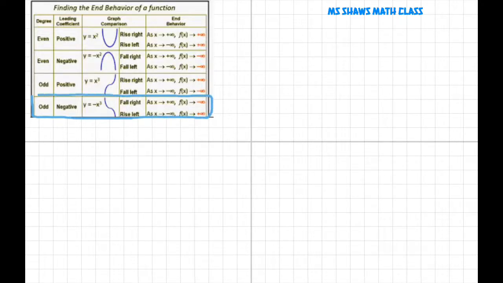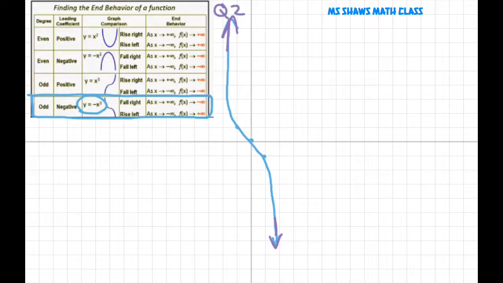Okay, so the graph comparison is y equals negative x cubed, which is this. Plug it here and then just kind of sketch it. Our main concern is our end behavior. So what we're looking at is these tips right here. That means when you graph from left to right, we're going to start in quadrant 2 and end in quadrant 4.